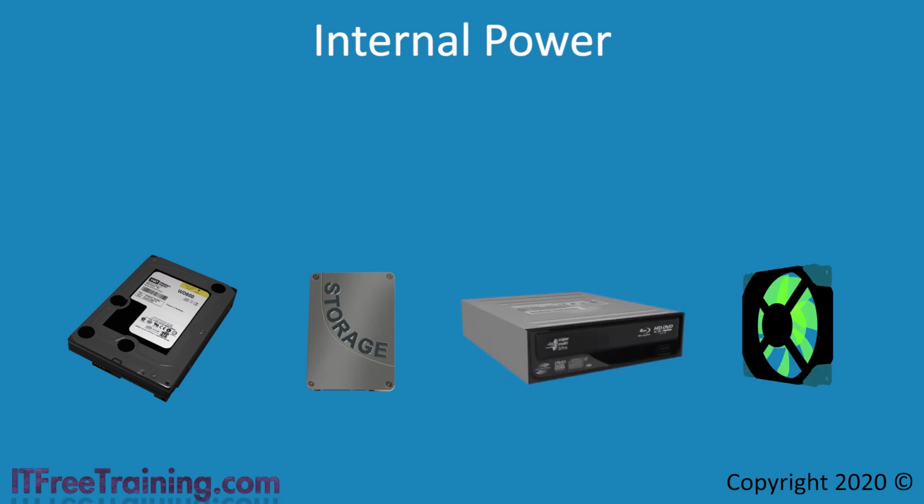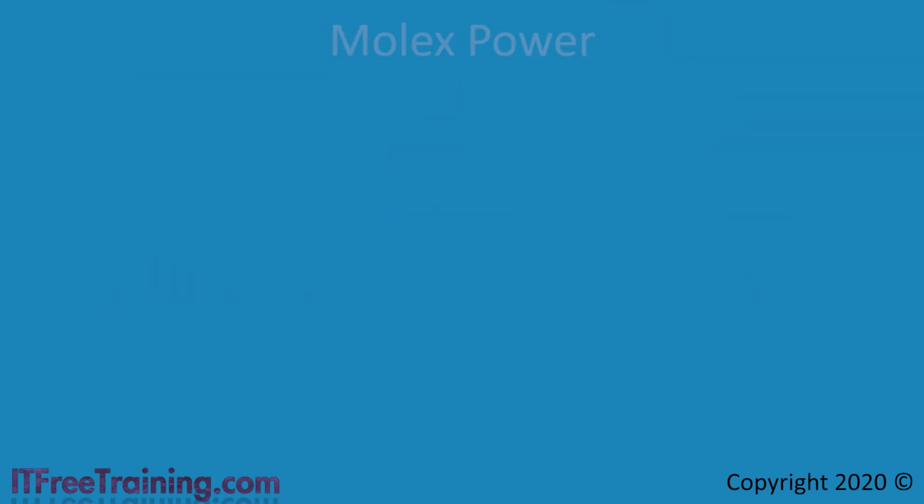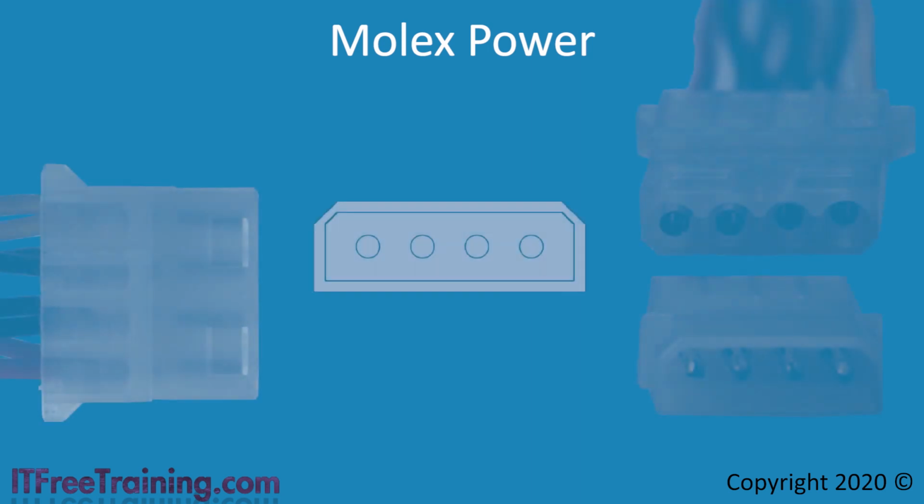The three main power connectors for these are the Molex, Mini Molex, and SATA. There are three standard power connectors that are used inside a computer to power devices. There are other cables that are used to power expansion cards and the motherboard. However, I will look at these in a different video. The first connector that I will look at is the Molex connector.